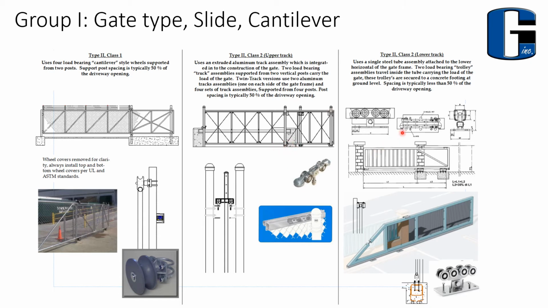The second class 2 style, same principle, but it has the trolleys down on the ground, down lower. So here's a picture of a trolley here, and the guide wheel at the top. This kind of material can be shop built because of the way this material can be bought. So it's another good example of a cantilever gate system.